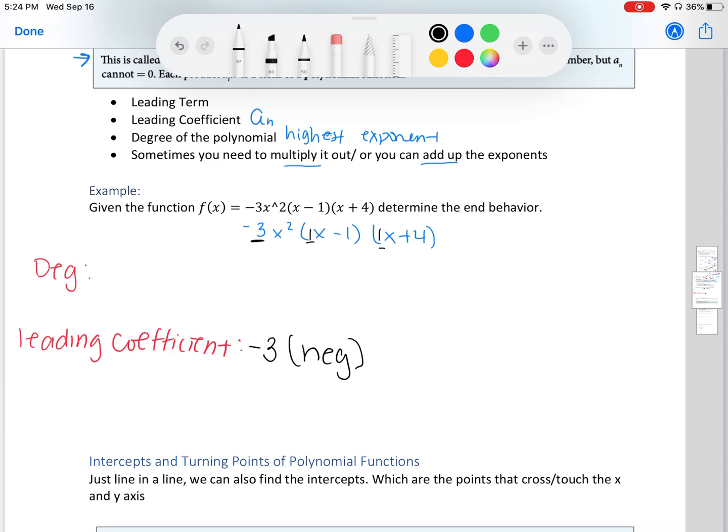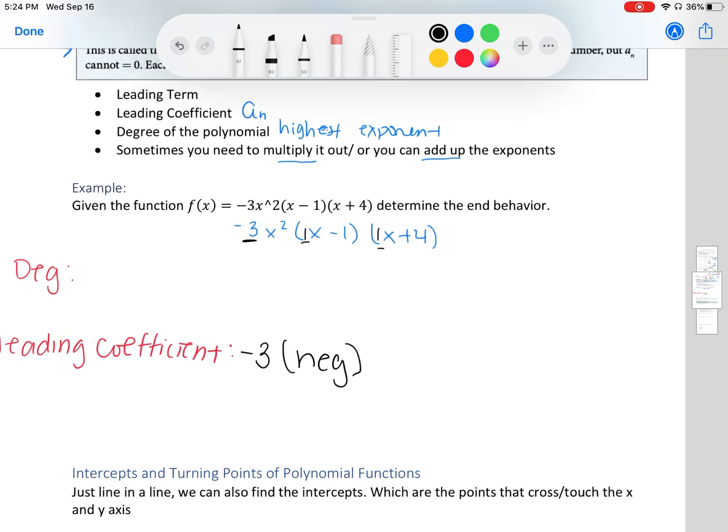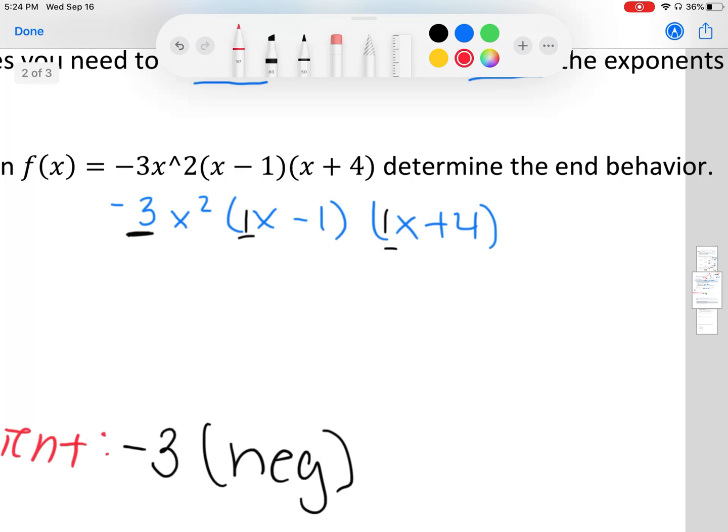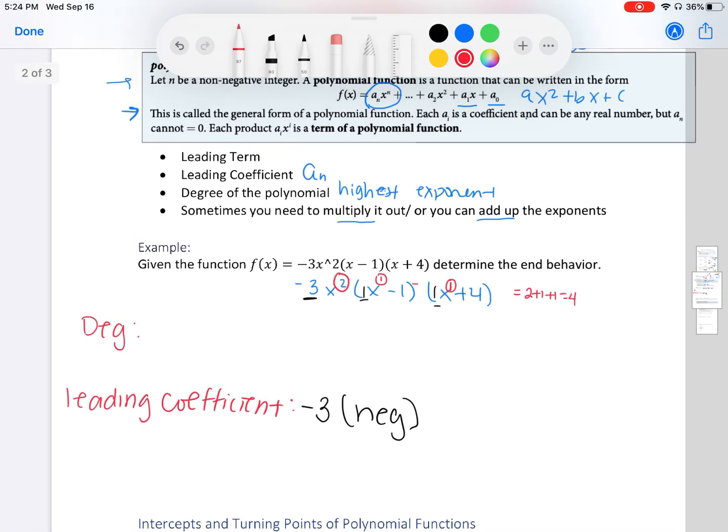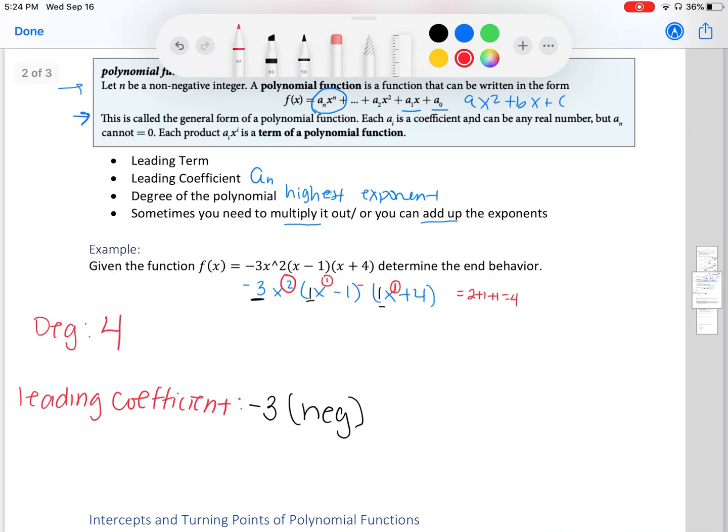And from there I need the degree. Well, that comes from the exponents. I have a square. This is degree 1. There's no other exponent. And degree 1. So if I add up my x's, this is degree 2 plus 1 plus 1. This is degree 4. And by looking at it this way, I can avoid multiplying it out.